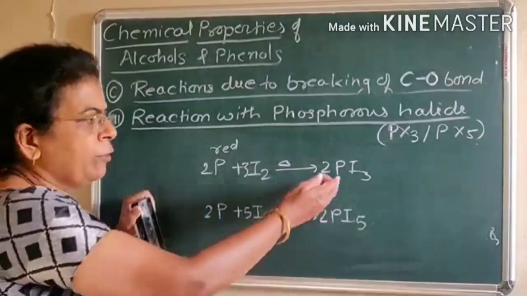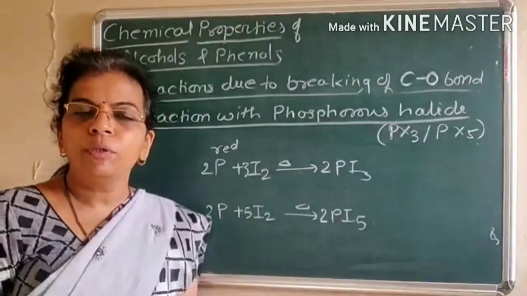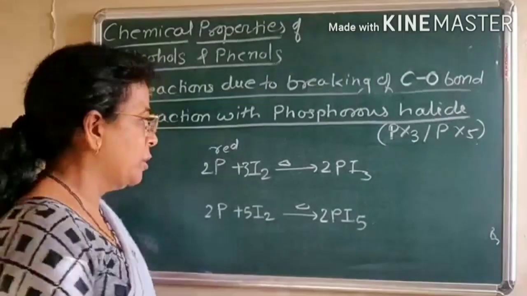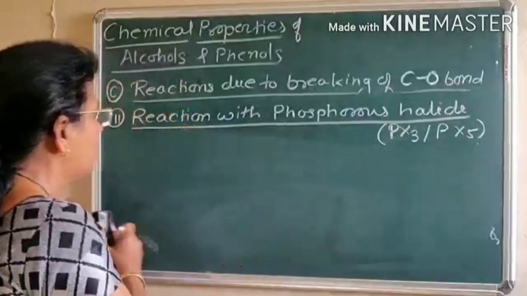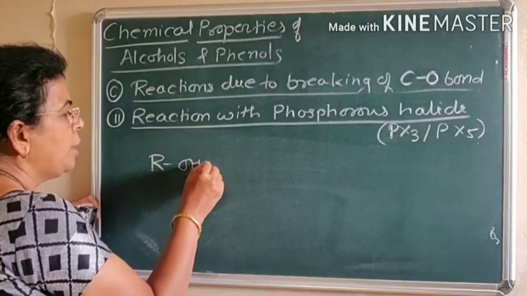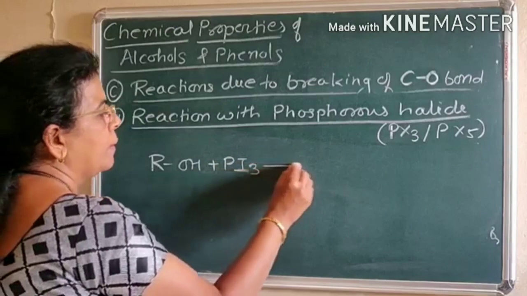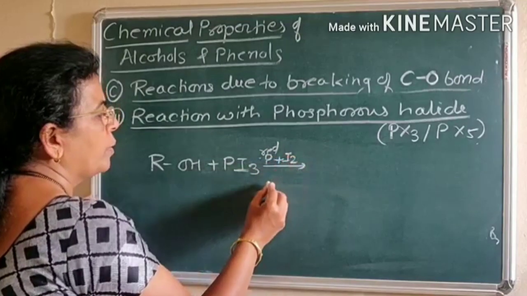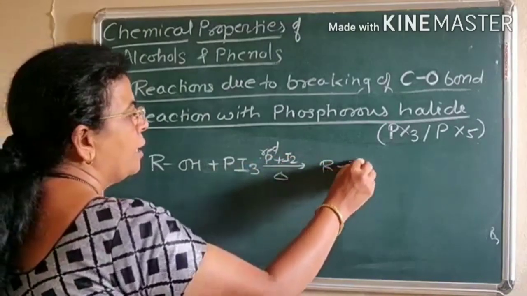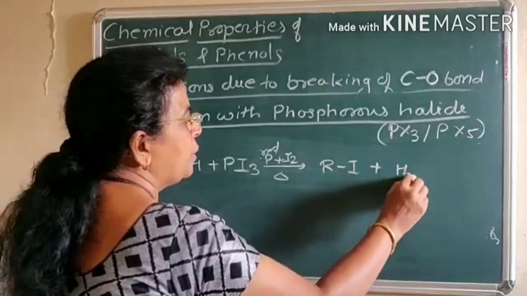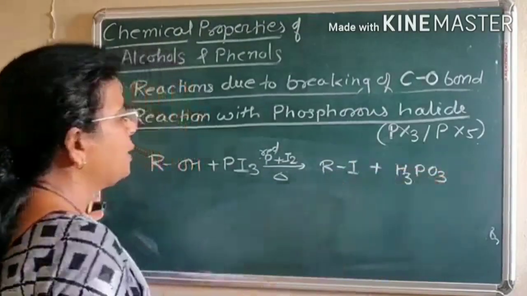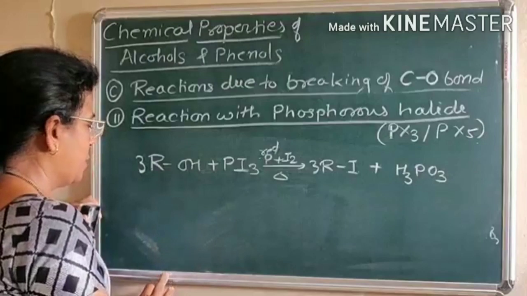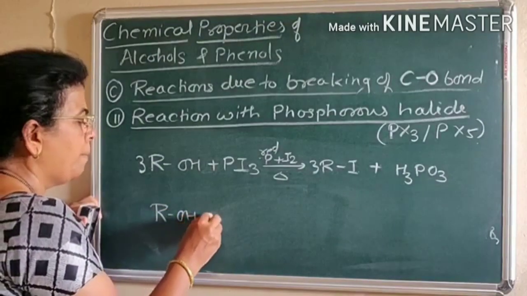Now this PI5 and PI3, that is phosphorus triiodide and phosphorus pentaiodide, are also unstable and therefore they are prepared at the time of reaction like this, and then the reaction is carried out. For example, ROH plus PI3, reflux in presence of red phosphorus and iodine molecule. Then you will get here RI plus H3PO3. We have to balance this reaction. Write here thrice, then here also thrice. This is balanced reaction.